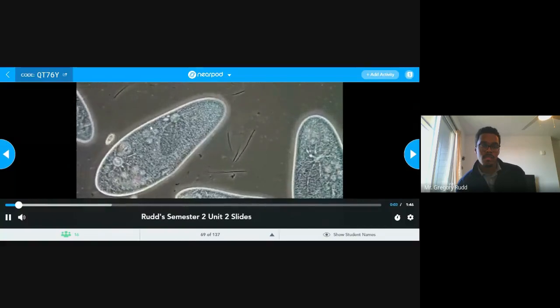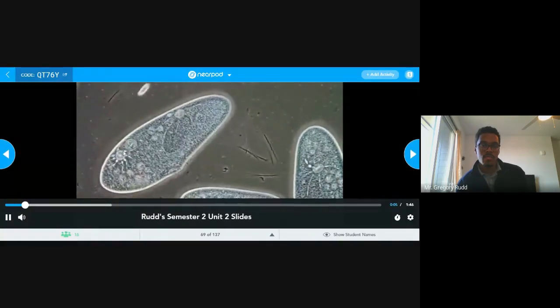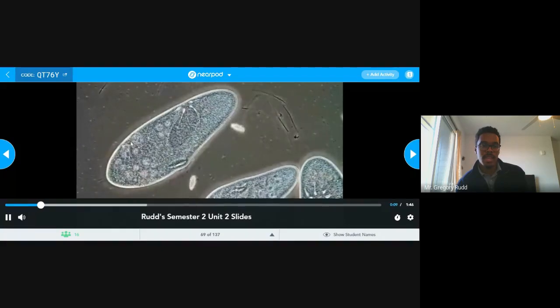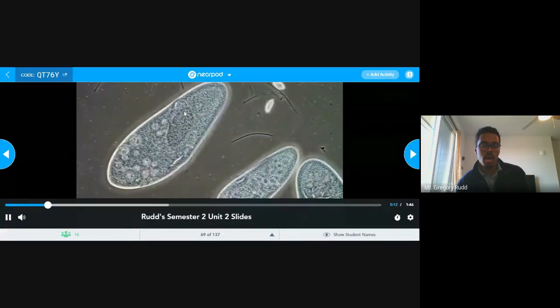So you can see this cell has at least two contractile vacuoles. You can see it's expanding, it's taking in water, and then it expels water.